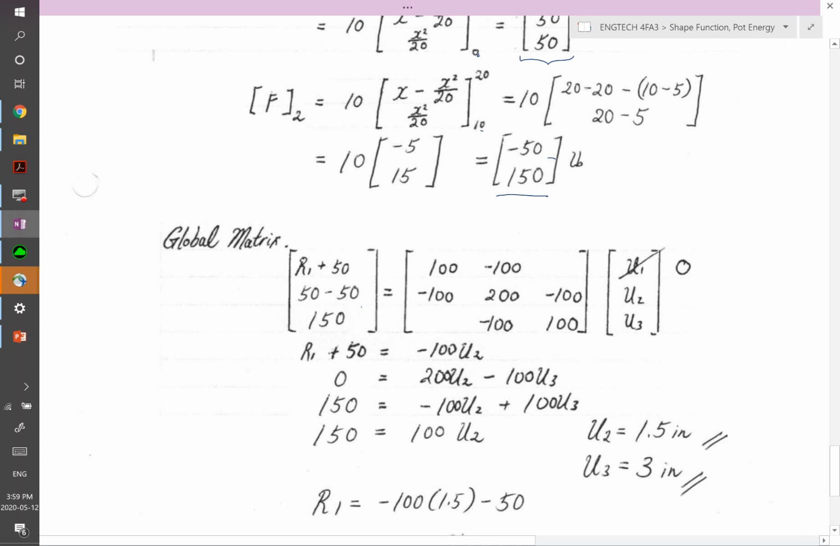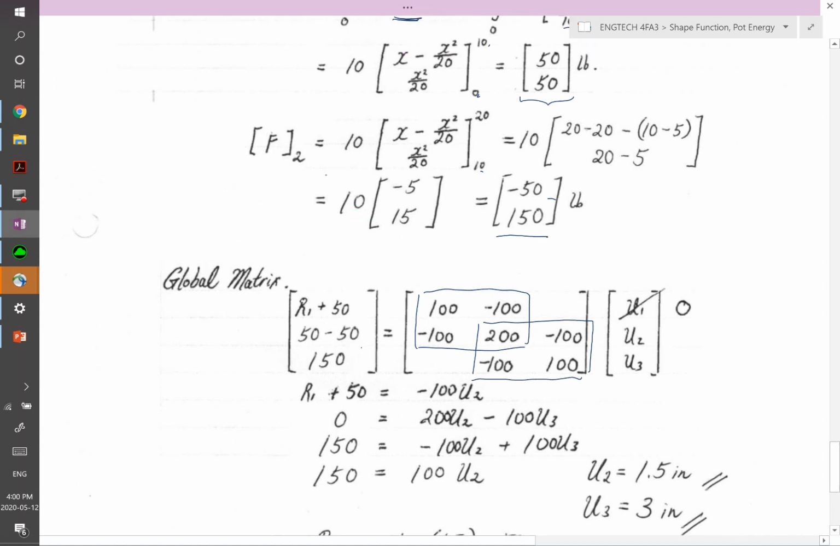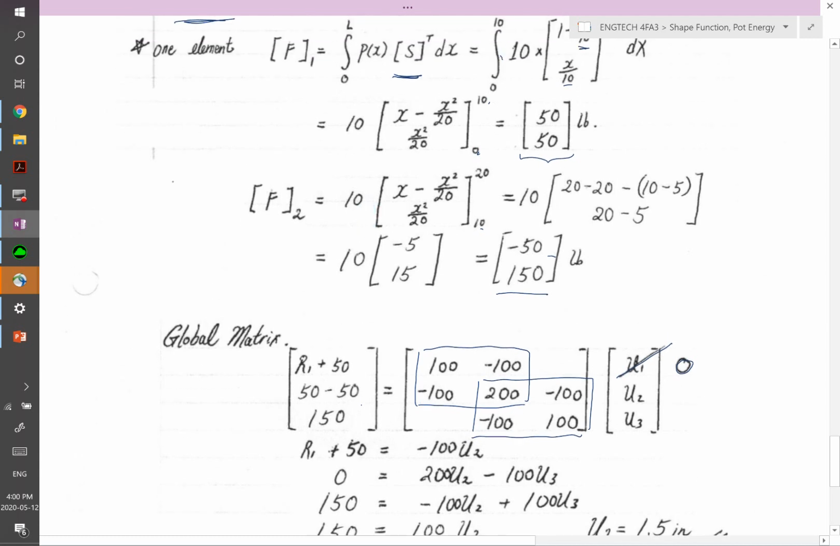Let's work on the stiffness matrix first. That portion contains the stiffness matrix for the first element, and this is the second element. Now U1, U2, and U3, we know U1 is not moving at all, so we put it at 0. And let's assemble the total force vector. This is the portion for the first element, and that's the force acting on the second element.